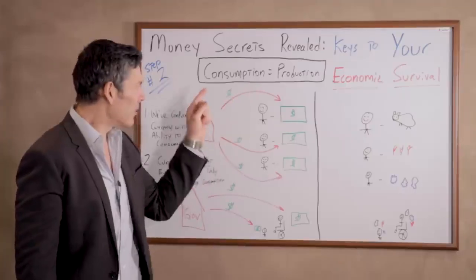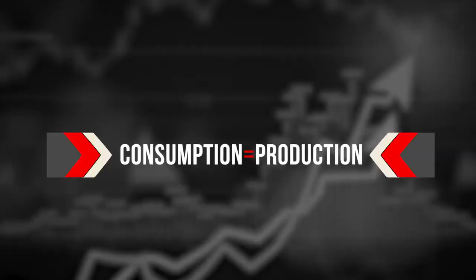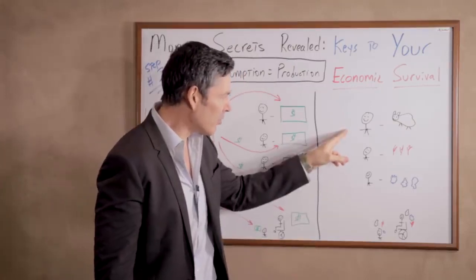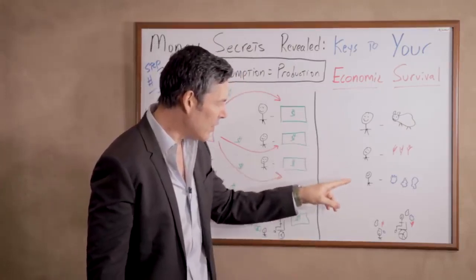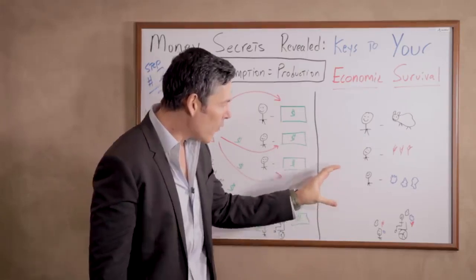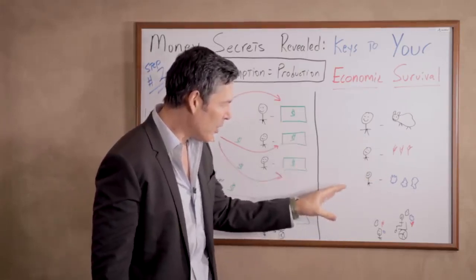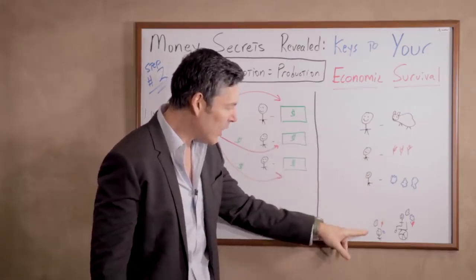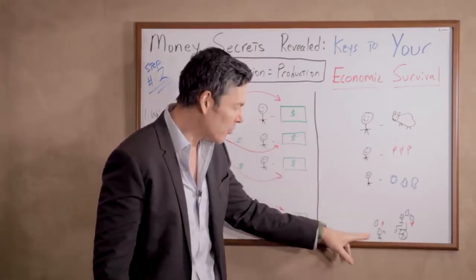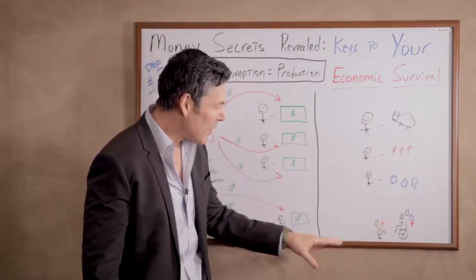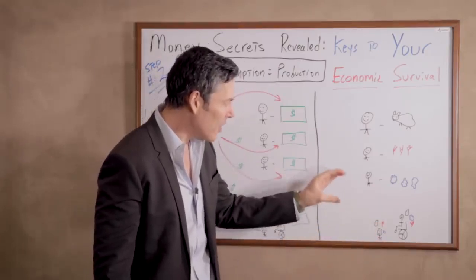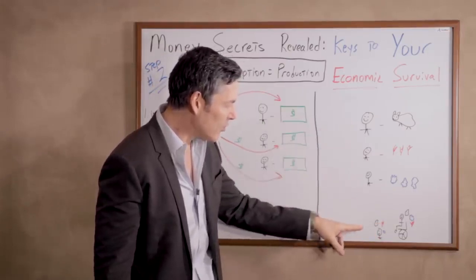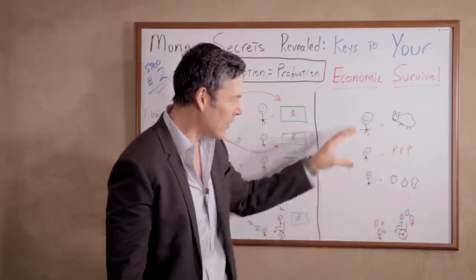Step number 2, consumption equals production. We've got our very basic economy. This gentleman produces cattle, wheat, and cotton. In order for any of them to consume, whether it's the people that are doing the producing or the people who can't produce for themselves, maybe it's children or the disabled, they have to first and foremost produce the goods that are consumed by everyone in this economy.